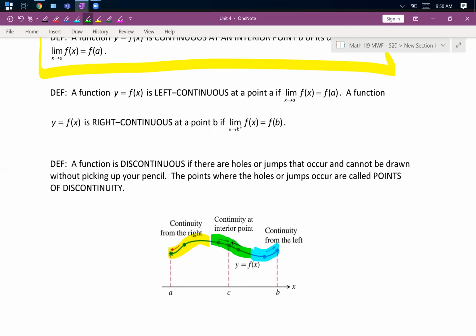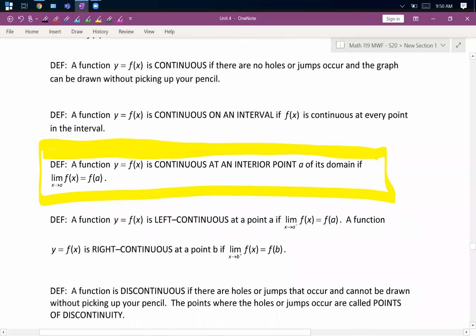A function is discontinuous if there are holes or jumps that occur and cannot be drawn without picking up your pencil, or if the limit and the actual value are not equal to each other. Questions on any of that? Does that make sense with the limits?